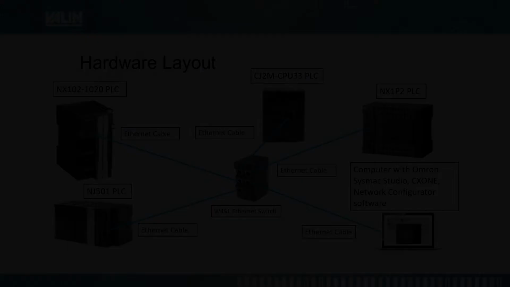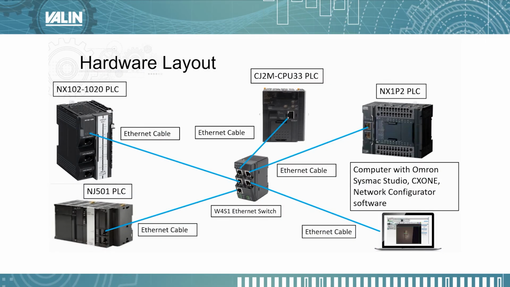Let's get started. So here is my setup. I have a CJ2M CPU33 PLC acting as a slave, connected to the W4S1 Ethernet switch. I also have an NX1P2 PLC acting as a slave, and it's connected to the W4S1. And I have an NJ501-1300 PLC acting as a master, connecting to the W4S1 Ethernet switch as well. And this NJ501 can be an NX102, can be any NX series PLC, as a matter of fact, acting as a master.